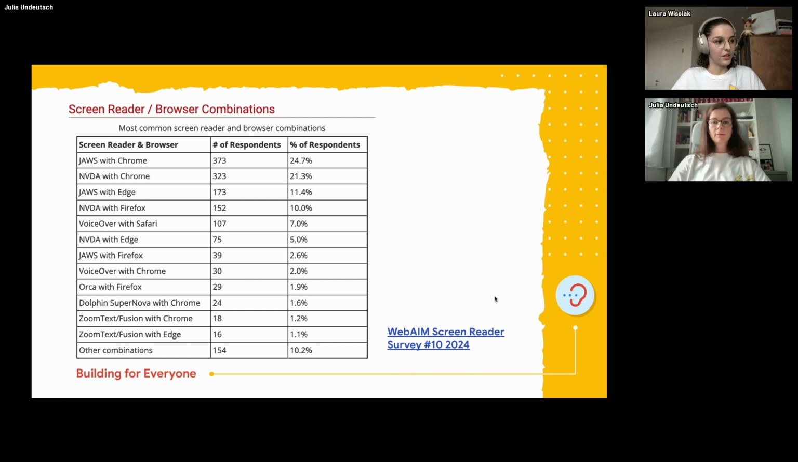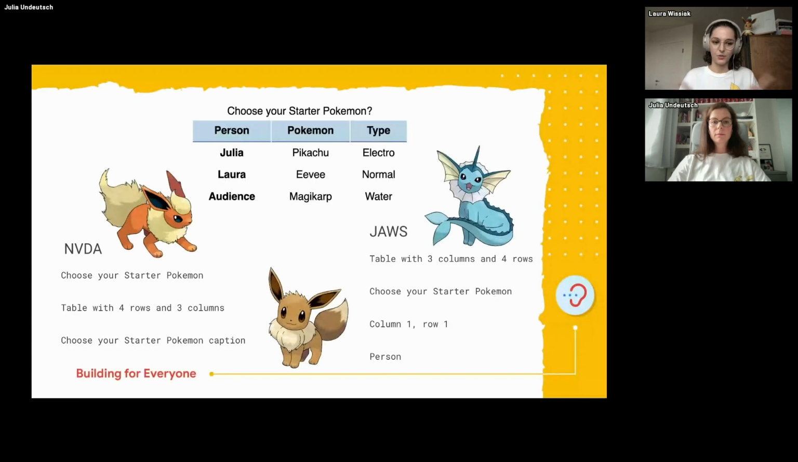And we also brought you a little example of what types of difference you can expect. So again, sticking with NVDA and JAWS as 2 of the most popular ones, this is the same table, which says choose your starter Pokemon. Then we have a column of person: we have Julia, Laura, we have the audience. We have our starter Pokemons. Julia has Pikachu, I have Eevee because I love them. And the audience is Magikarp. No shade, Magikarp is amazing, it turns into Gyarados. And then there are types, so Pikachu is electric, Eevee is normal, and Magikarp is water.